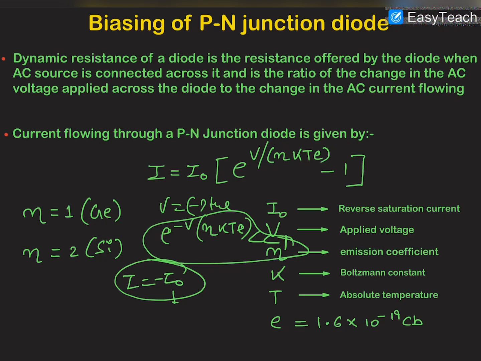And in forward biasing, V is positive, and the current in the circuit grows exponentially like that. If V is very large in forward biasing, then we can ignore the 1, since the exponential quantity is very much greater than 1. So in forward biasing, this is the current flowing through the diode, and in reverse biasing, this is the current flowing through the diode. So this was the current analysis of forward and reverse biasing.